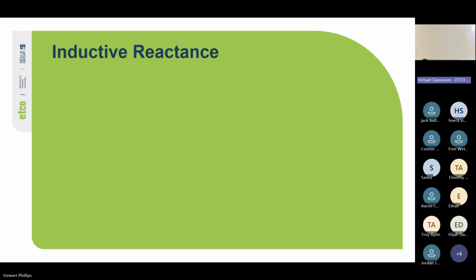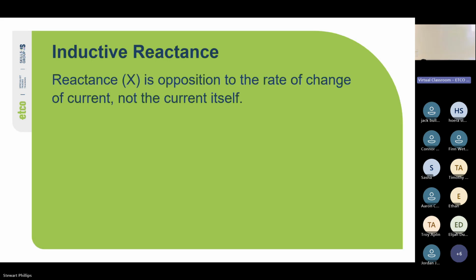Cool. So when we talk about reactance, we use the symbol X instead of R when we're doing our calculations. It's the opposition to the rate of change in current, not the current itself. So it's not an opposition to current flow, it's the opposition to the change of current flow.